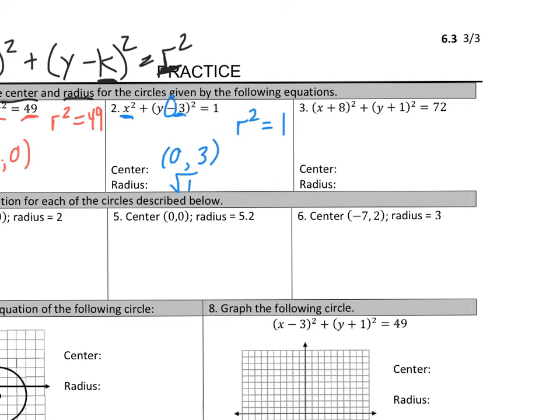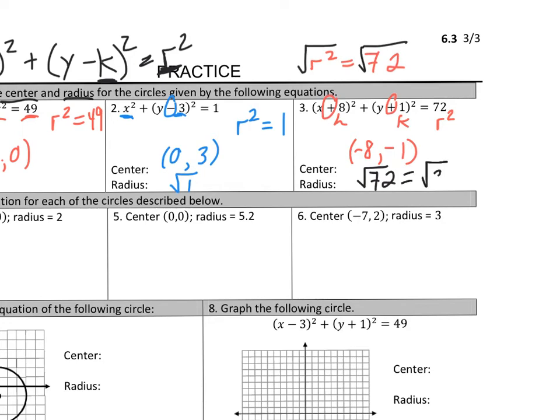And the third problem in this section, it looks like my h and k are here. My radius squared is here. Now, since this is positive and this is positive, that tells me that my center is actually going to be at negative 8, negative 1. Now, once again, my radius squared equals 72. So I just need to take the square root of that. So technically my radius is just going to be the square root of 72. And if you wanted to try to simplify that, we could do 36 and 2, which would turn into 6 radical 2. But you can just keep it as square root of 72 if you want.